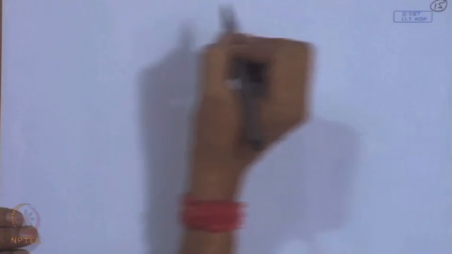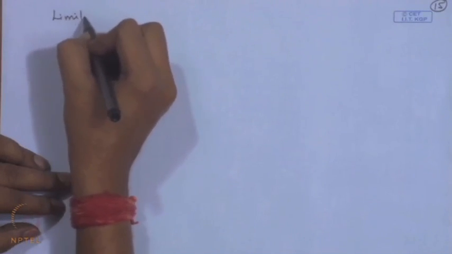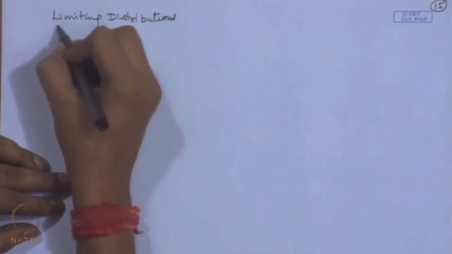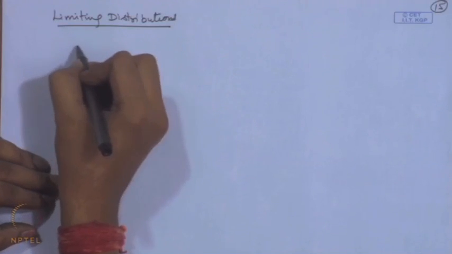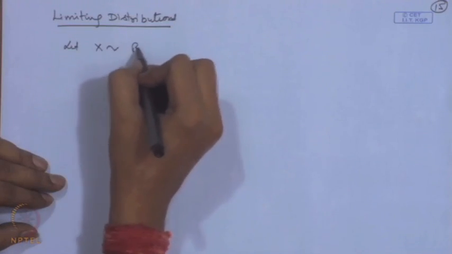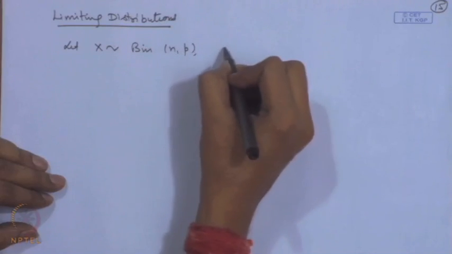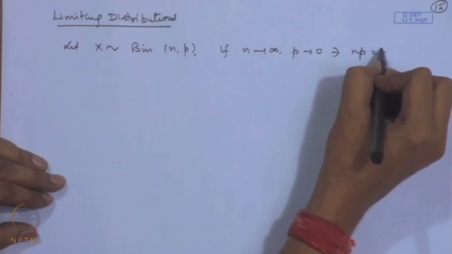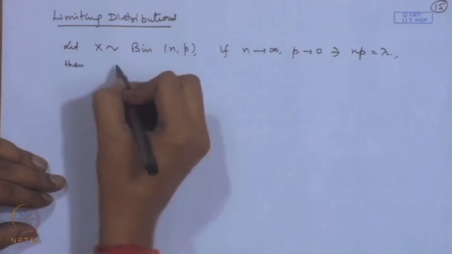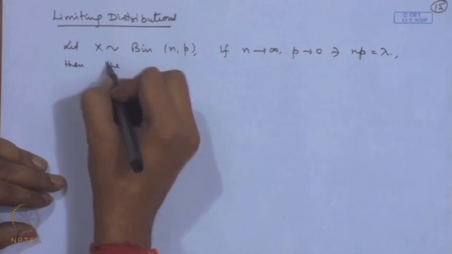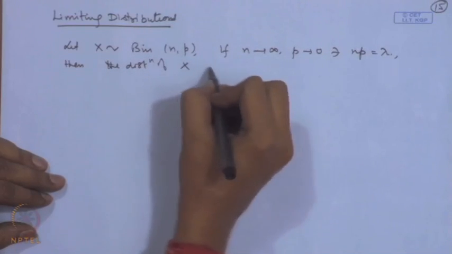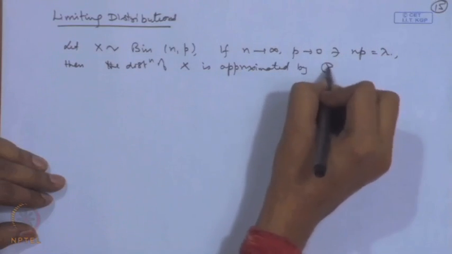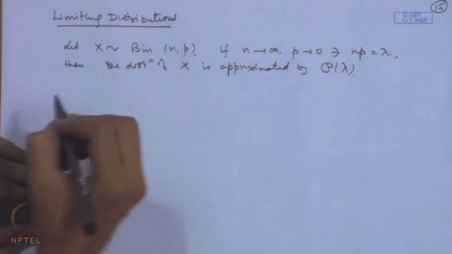Now, I give some limiting distributions. The first result here is that if X follows a binomial (n, p) distribution, and if n goes to infinity and p goes to 0 such that np is equal to lambda, then the distribution of X is approximated by Poisson lambda. Let us prove this.